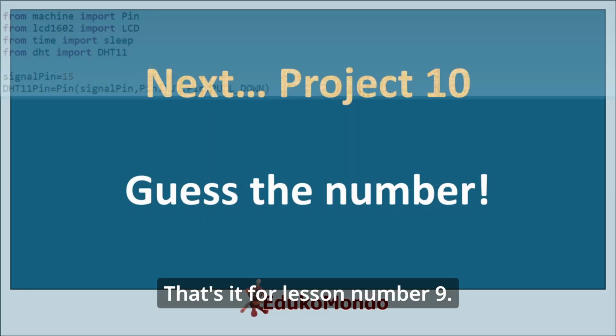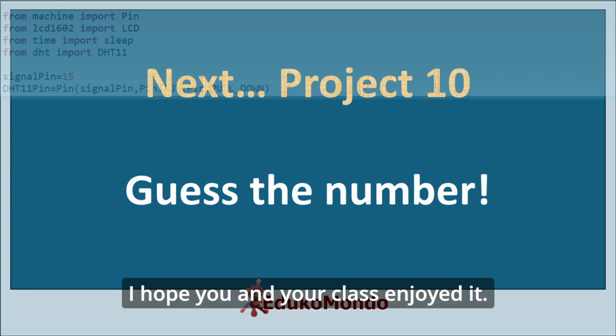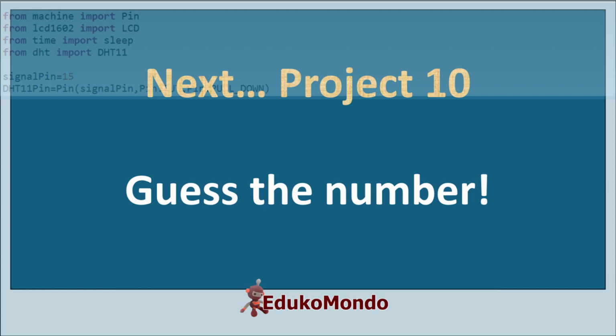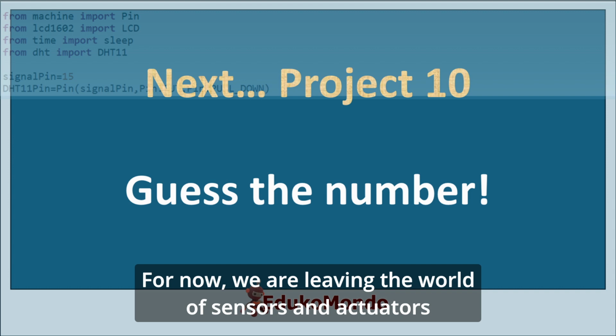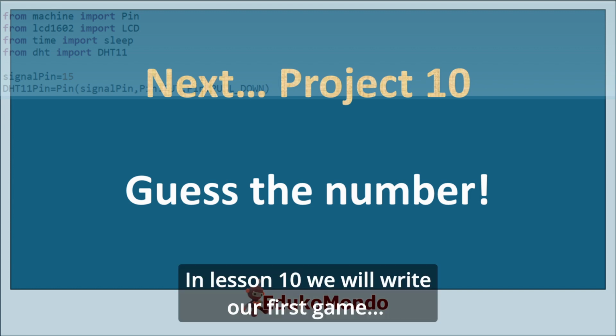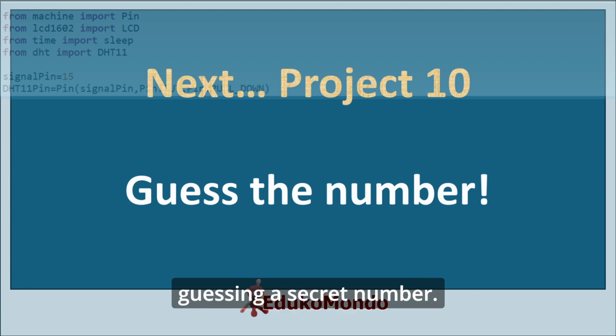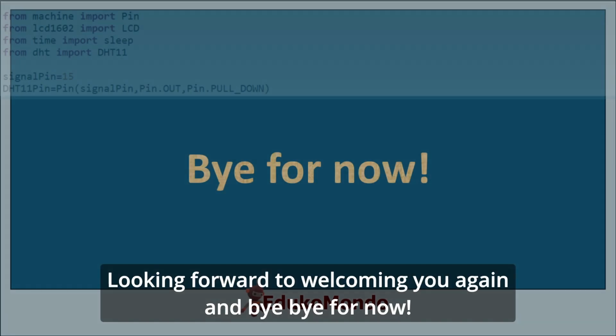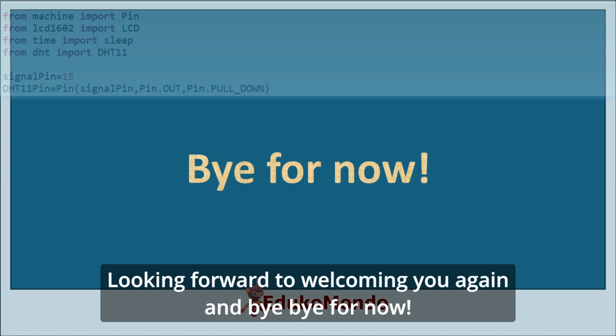That's it for lesson number 9. I hope you and your class enjoyed it. For now, we are leaving the world of sensors and actuators to set our first steps in game development. In lesson 10, we will write our first game, guessing a secret number. Looking forward to welcoming you again, and bye-bye for now.